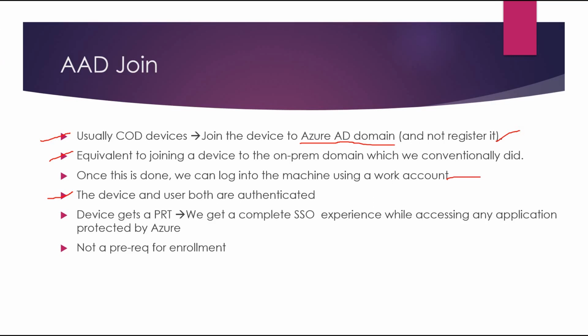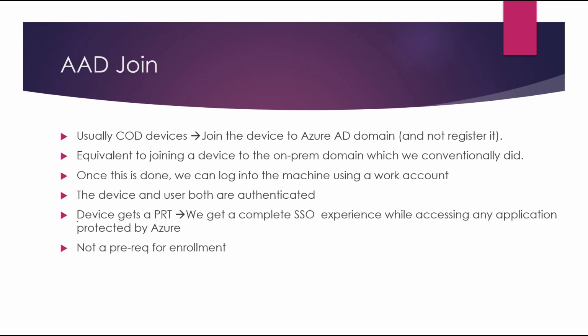Okay. So that's there. And one more thing that we need to know is there is something called a PRT, or a primary refresh token. We're not going to go into the very details of what this is, but for now just know that once a device is Azure AD joined, the device gets a PRT, or a primary refresh token, which helps the device facilitate a complete single sign-on experience.